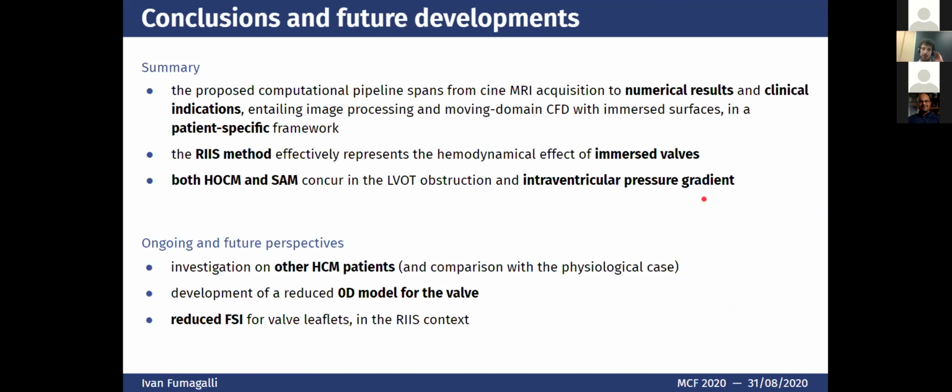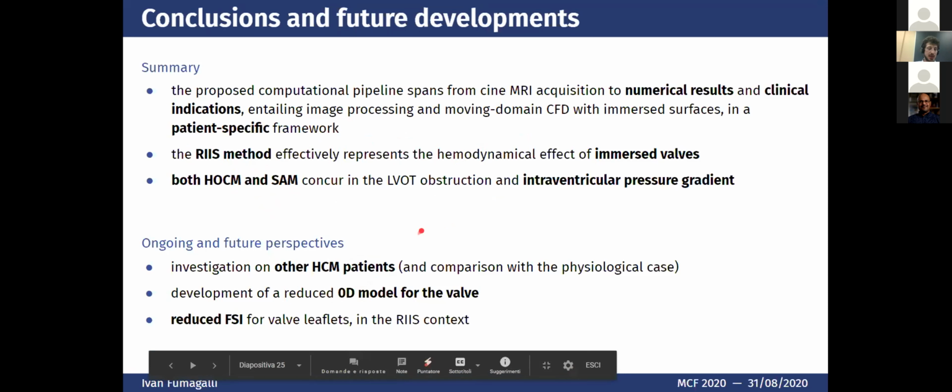So, concluding, the proposed computational line entails the processing of CMRI acquisitions in order to obtain numerical results and also to give the clinical indication that I just showed. The valves are taken into account by means of the resistive method RIS, which proves to be effective, at least in the hemodynamical sense. And we saw how both the hypertrophy and the motion of the valve concur in the creation of the obstruction of the ventricle.